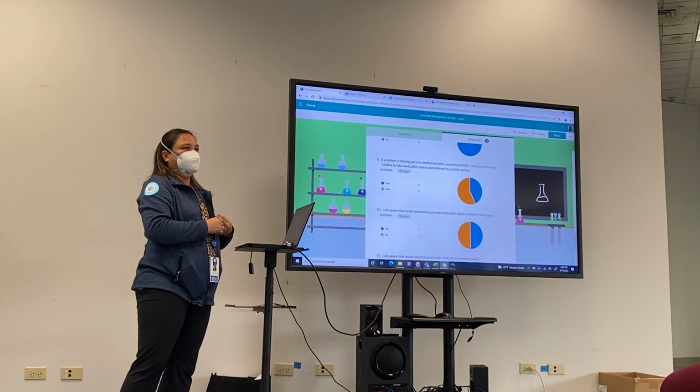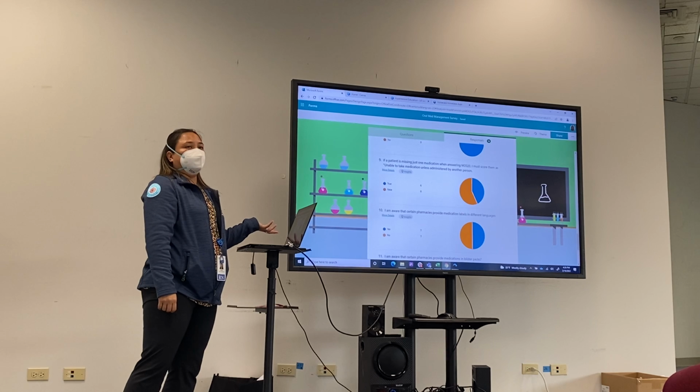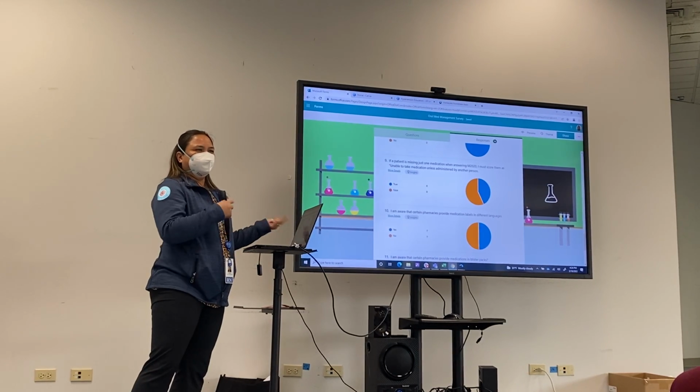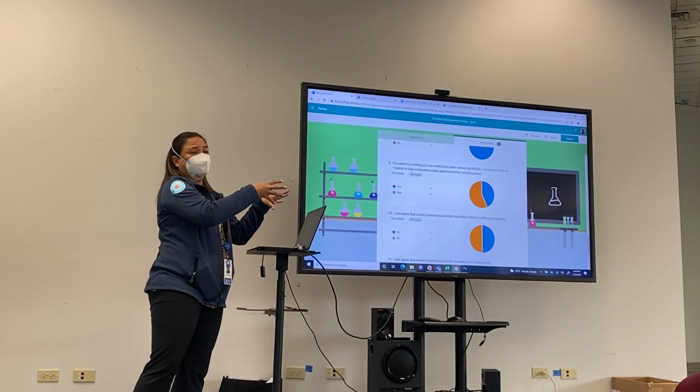Or if the one that they're missing is their Colace, but they poop every day, it doesn't matter that they're missing their Colace, right? So you would score them according to all the other medicines.